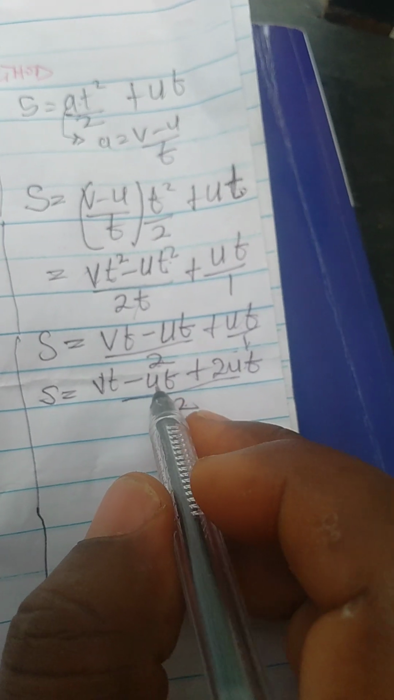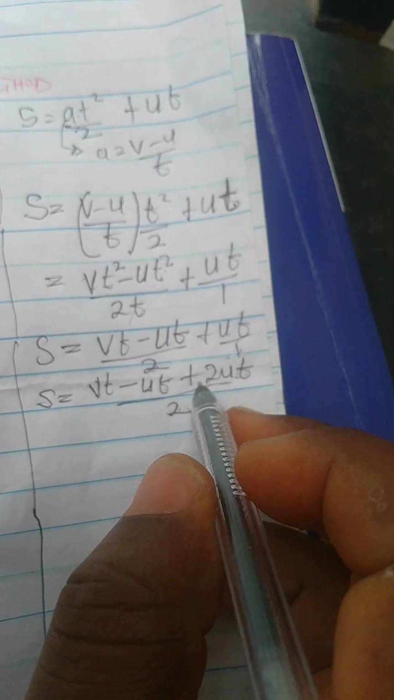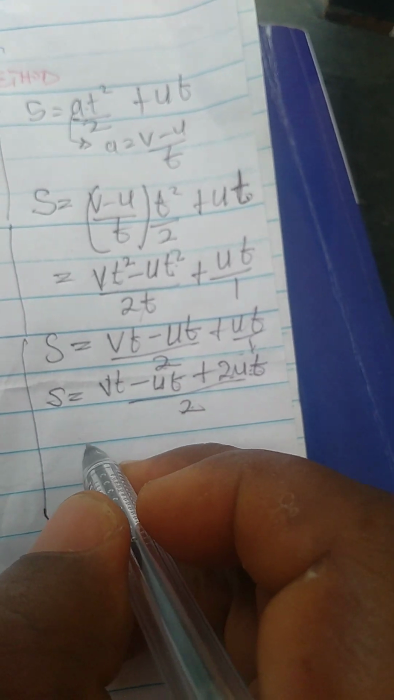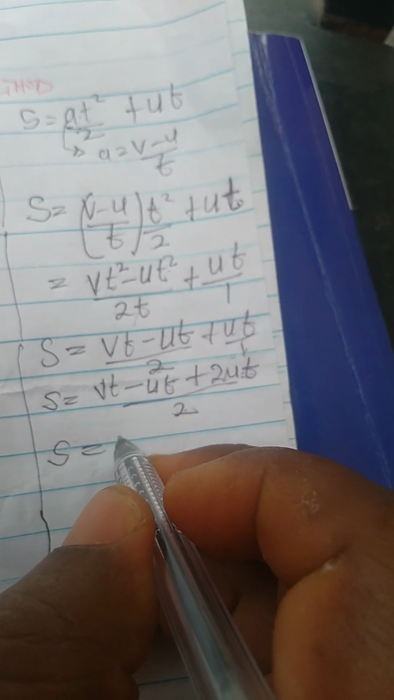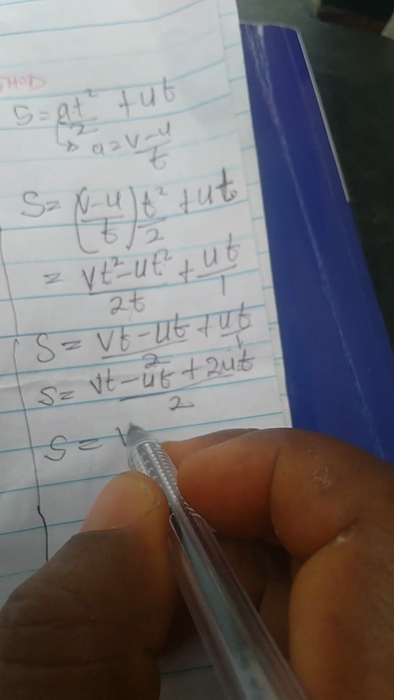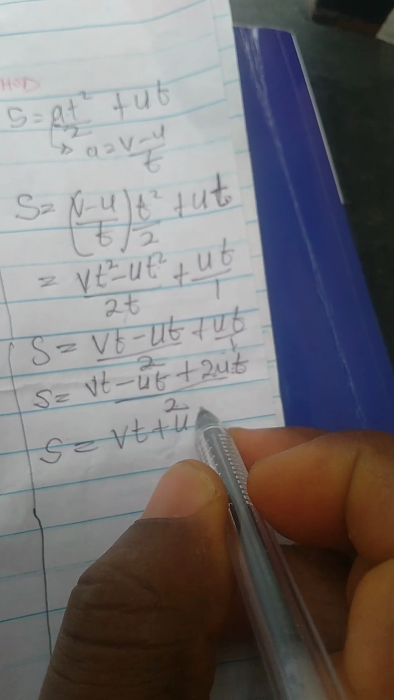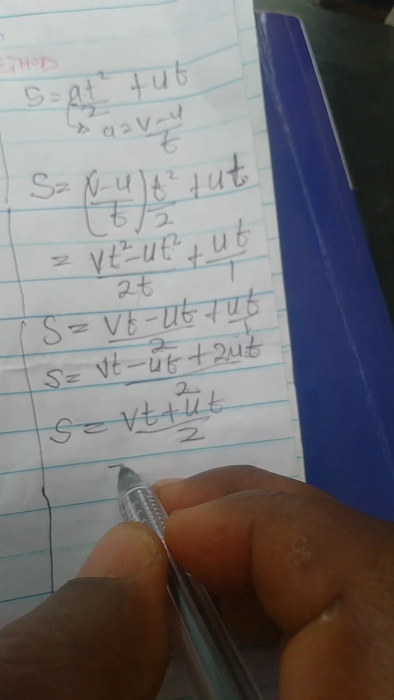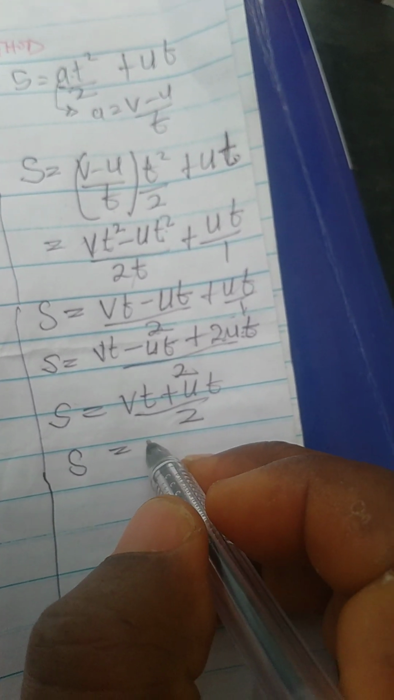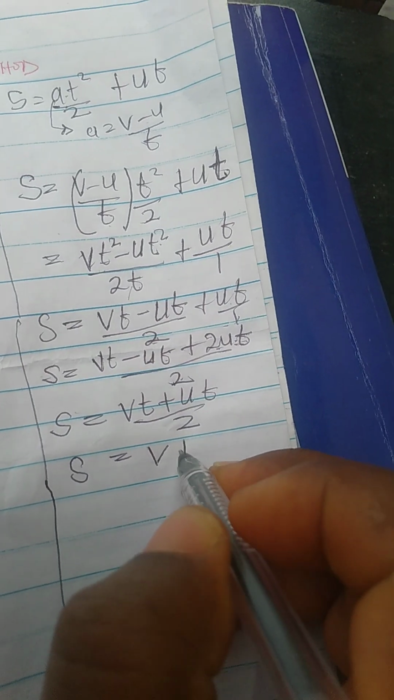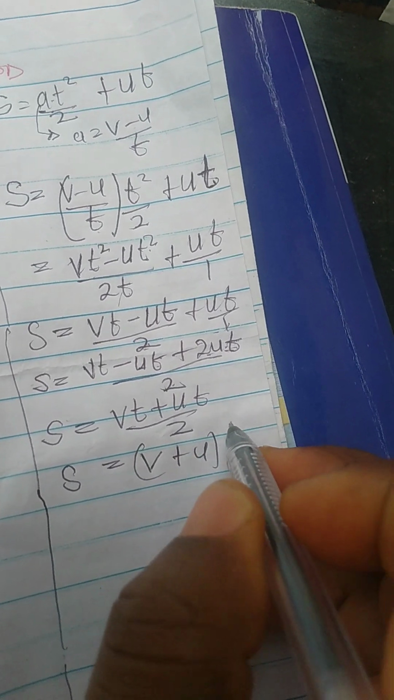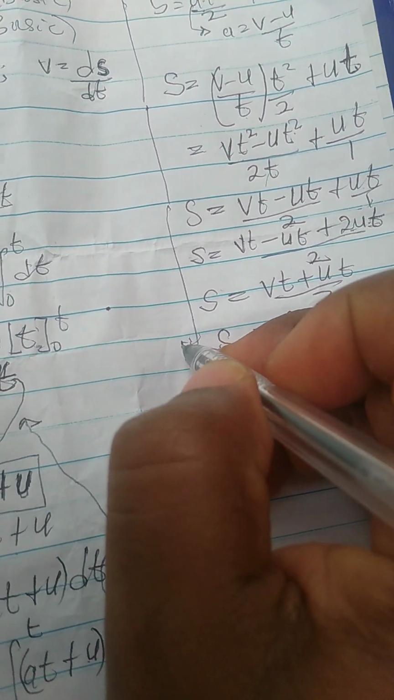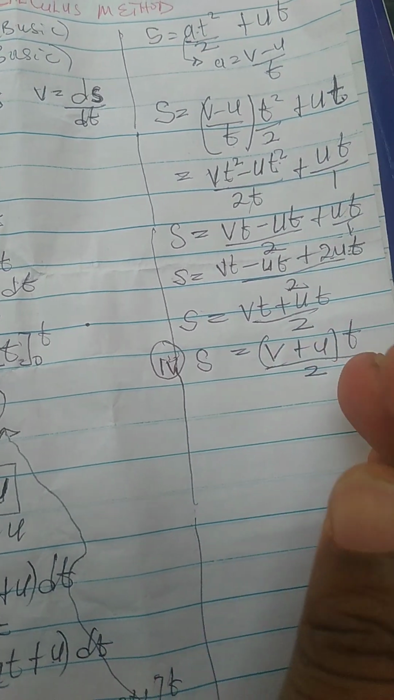Now, if you look at this ut and 2ut, they are like terms. So 2ut, take away ut, will give us ut. So what we have now is our s will now become vt plus ut divided by 2. By factorizing t out, we have the s becoming v plus u times t divided by 2. This is another equation. Let me call it equation 4.